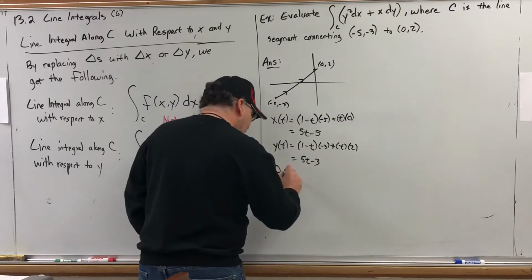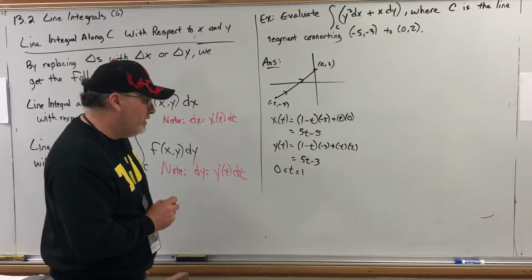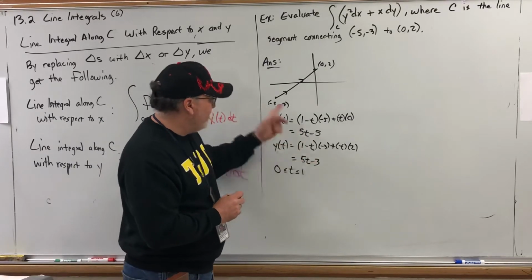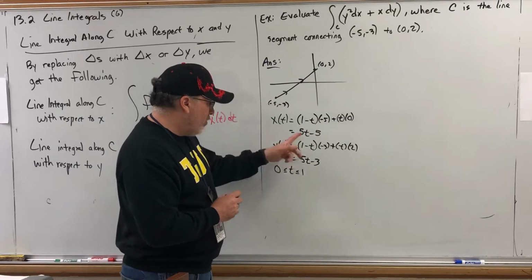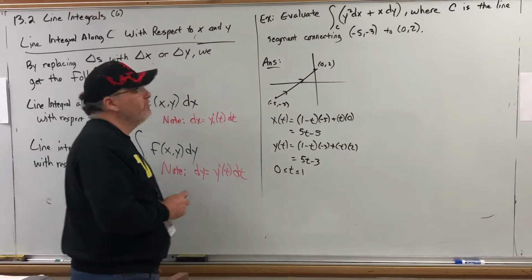And again, our interval of t values using this parametrization is always 0 to 1. We could check it real quick. If we substitute 0, we get -5 and -3. If we substitute 1, we get 0 and we get 2. So it is the correct parametrization.